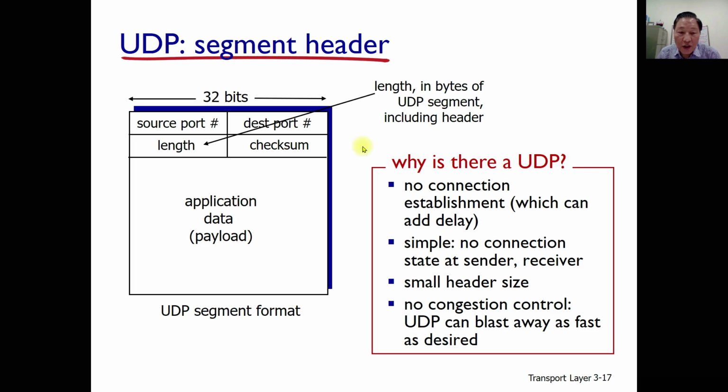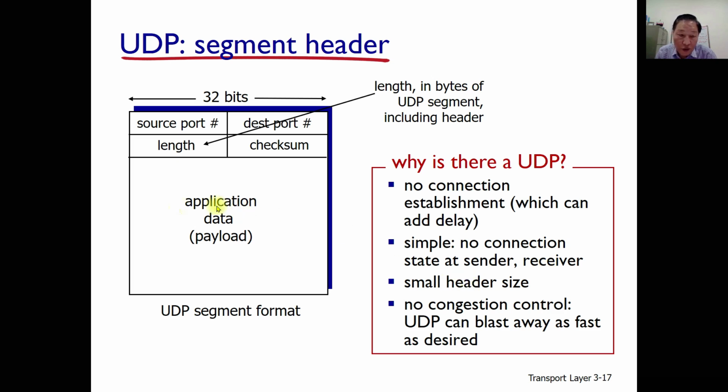Why is there UDP? This is so simple and the functionality is not so powerful. Then why do we need UDP? No connection establishment. It is very convenient because to do connection establishment, we may need some additional delay time. To eliminate that, we can use UDP. And it is simple, with no connection state at sender and receiver. If we need a simpler one, then we may use UDP instead of TCP. TCP is complicated and complex.